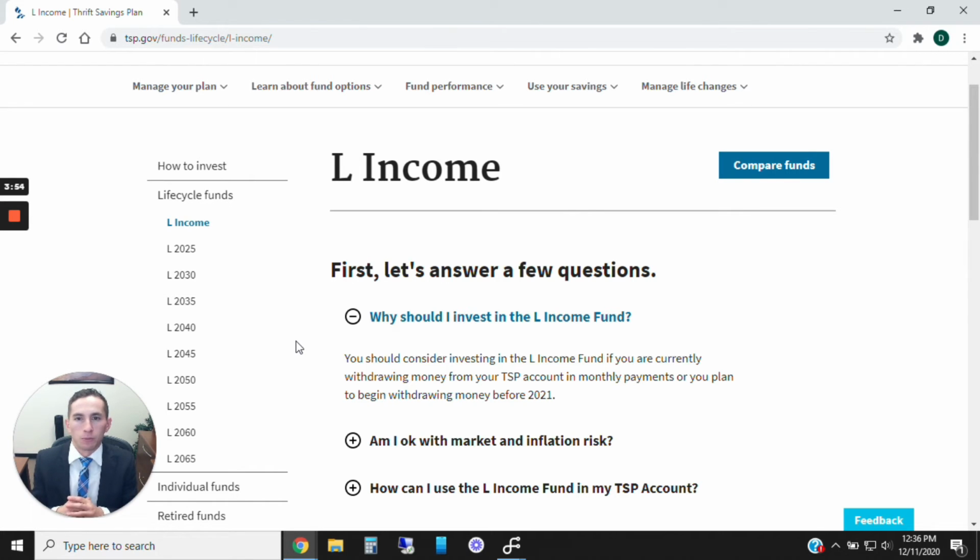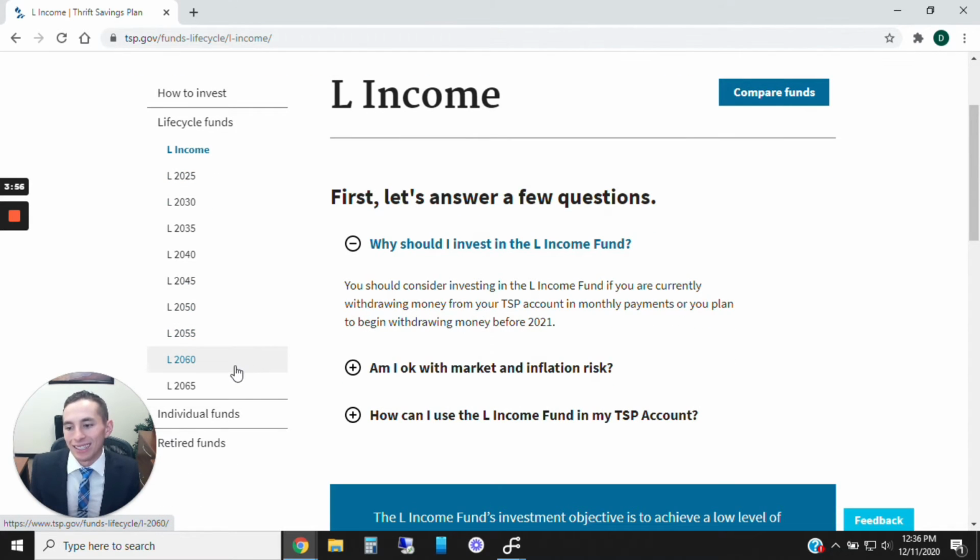So let's give an example. Let's say that L 2060 is named L 2060 because the concept is, for those that are retiring close to 2060, that year, they can invest their entire TSP into the L 2060 fund, and as they approach that year, it automatically gets more conservative for them. So a tailored approach for them is basically, in a nutshell, what the L funds are meant to do.